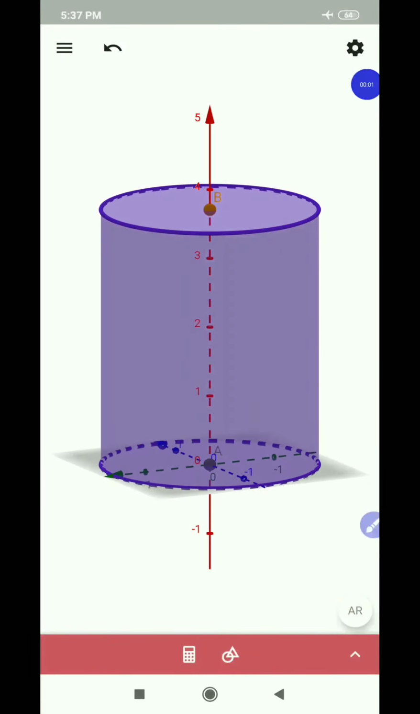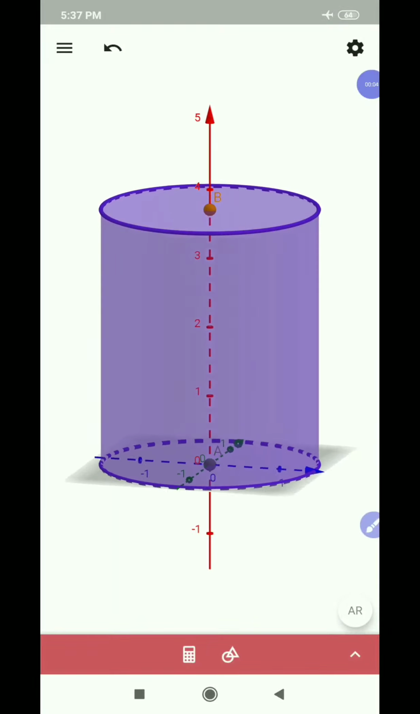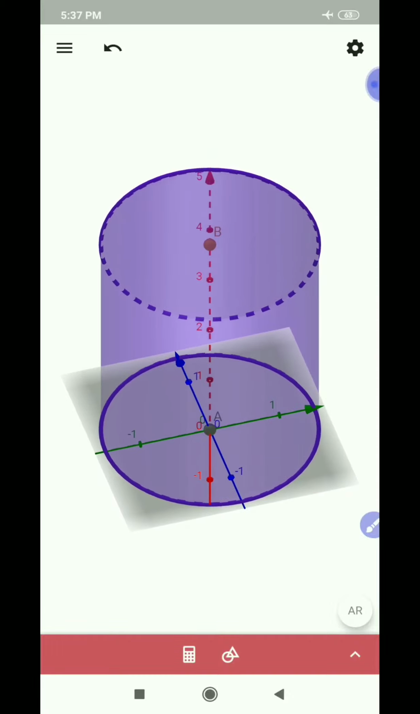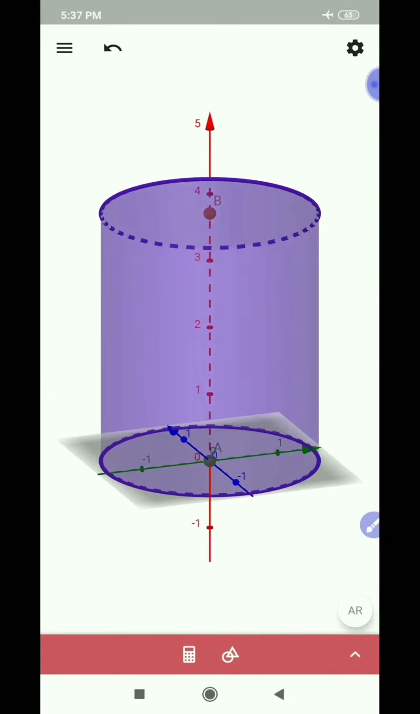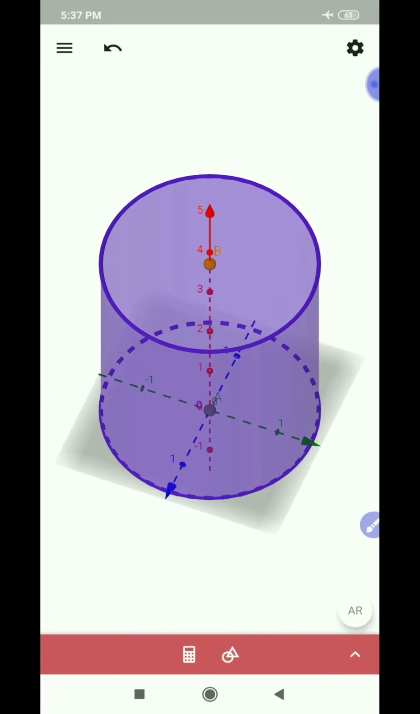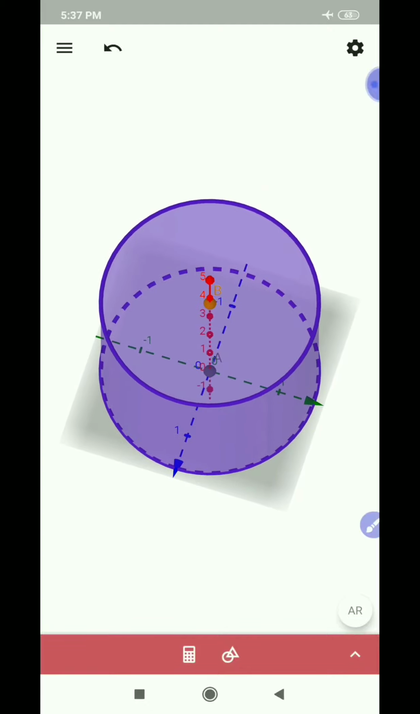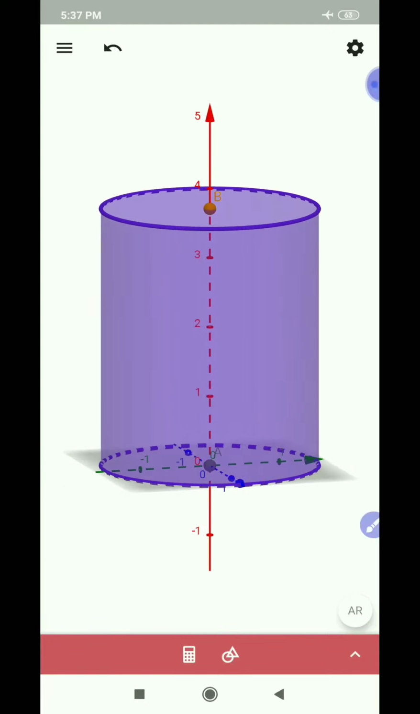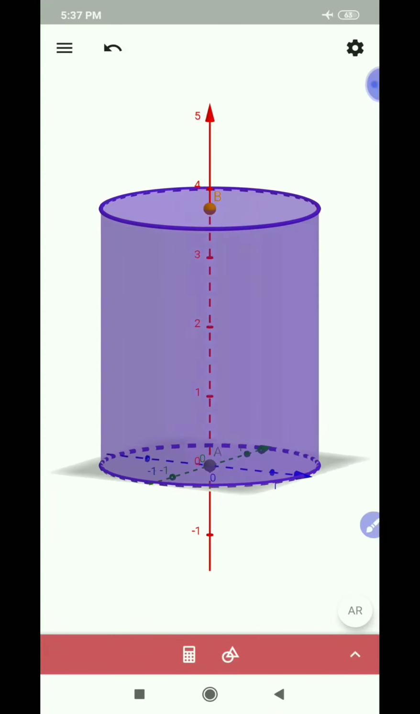What is this figure? Yes, it is a cylinder. What is the shape of the base? Yes, it is a circle. What is the shape of the top? It is also a circle. Very beautiful figure, isn't it? Now, what is its lateral surface area? We call it not lateral surface area, we call it curved surface area. What is its curved surface area?